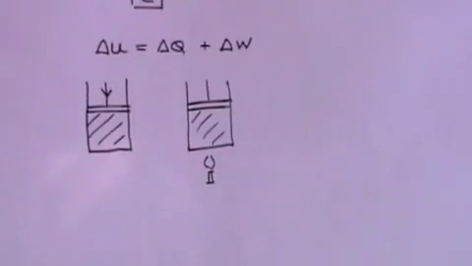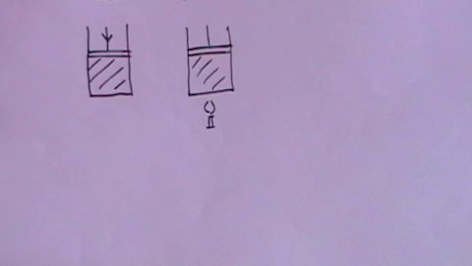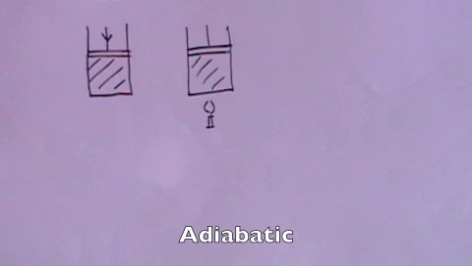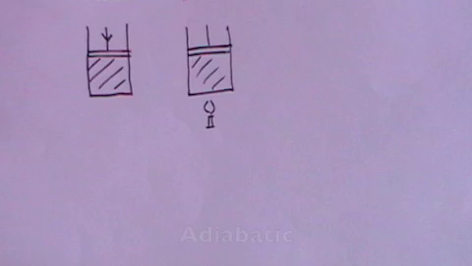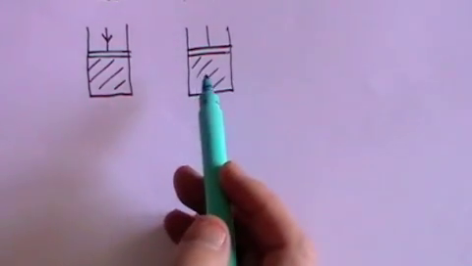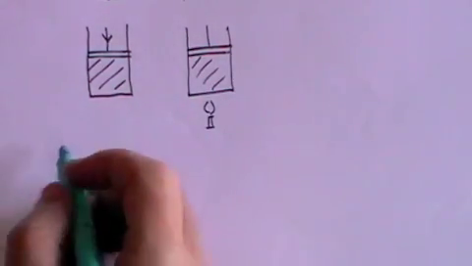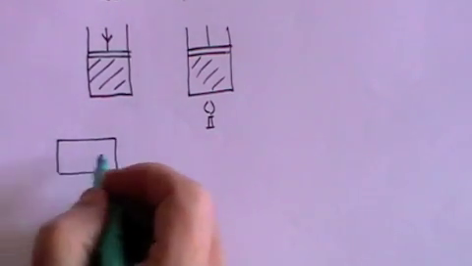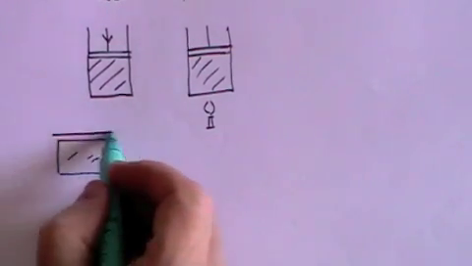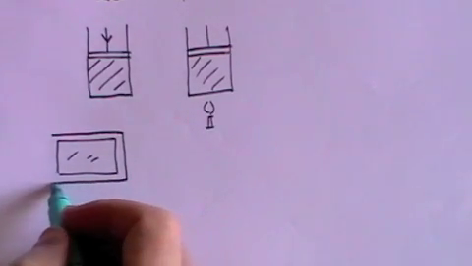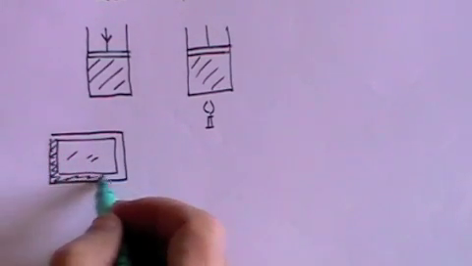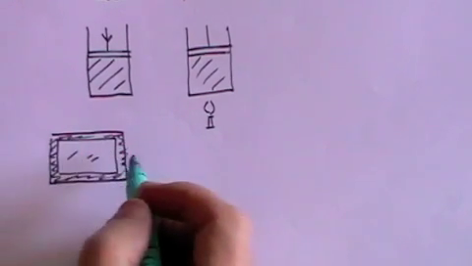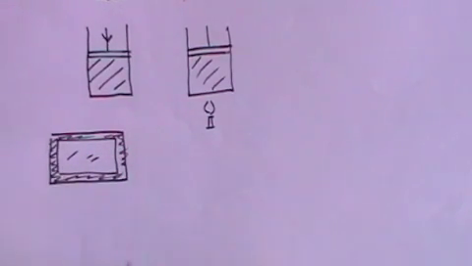Now there are different ways in which all this can happen, different ways in which energy can change. There's a process called adiabatic, which means that there is no heat in and no heat out, but the temperature inside the system can still change. The way this usually works is that you take a system here and you surround it by some kind of insulating material such that no heat can get in and no heat can get out, and that's called adiabatic.